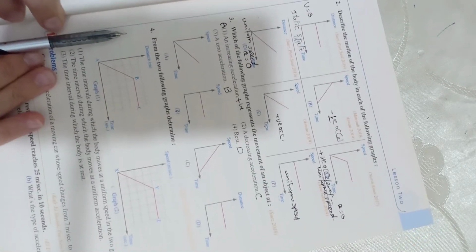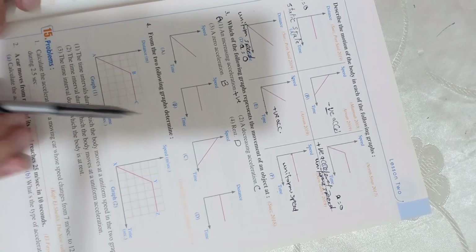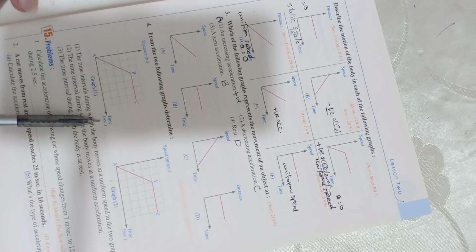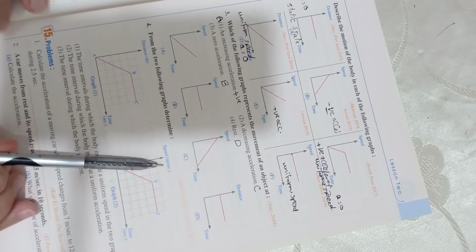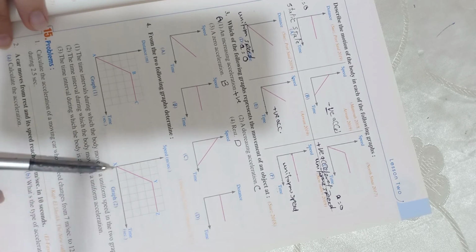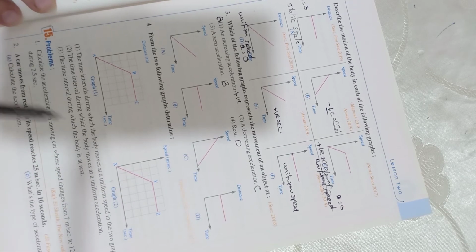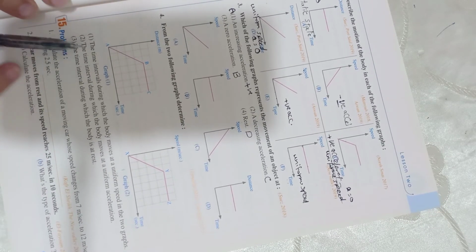The following question. Number 4. From the two following graphs, determine the first graph 1. Okay, the relation between distance and time. Okay, from A to B, then from B to C. The following graph 2, from the relation between speed and time. Okay, x, y, and y, z. Okay, we will choose or read the question about these graphs.